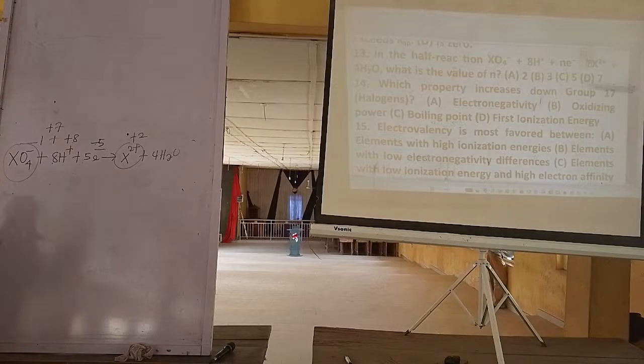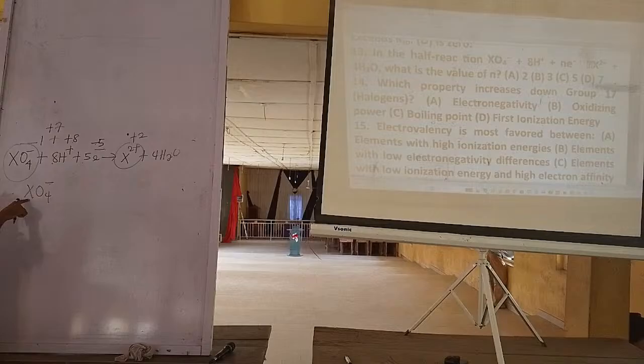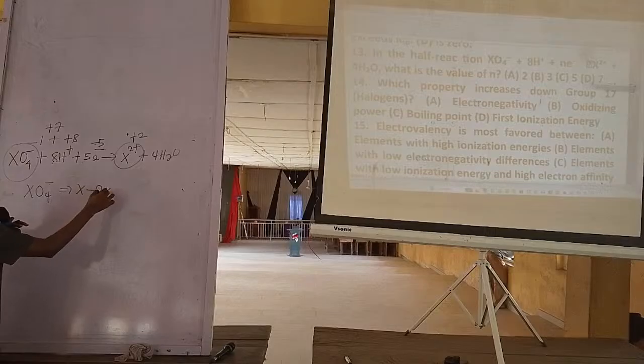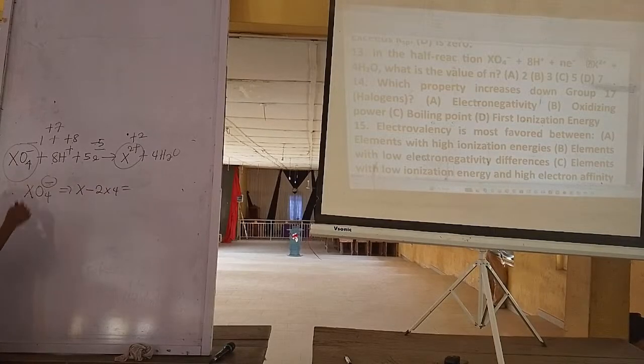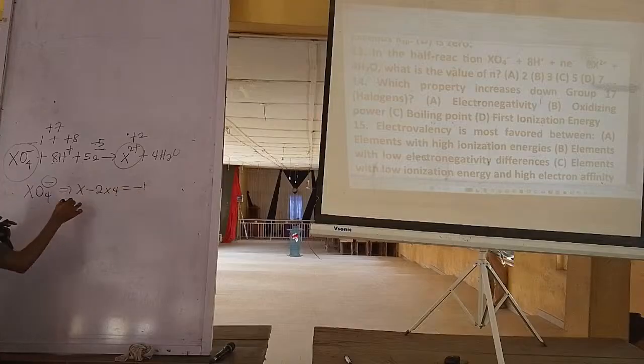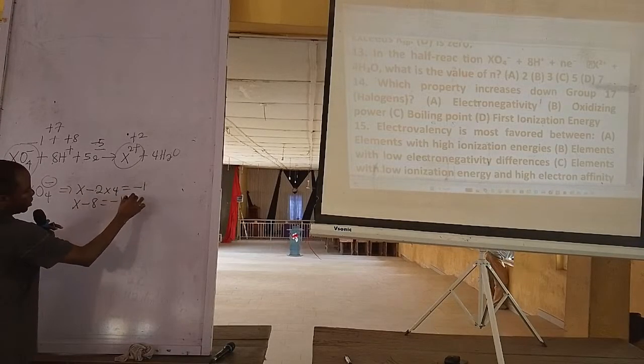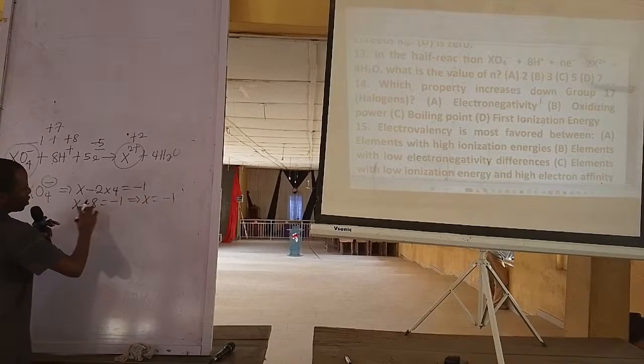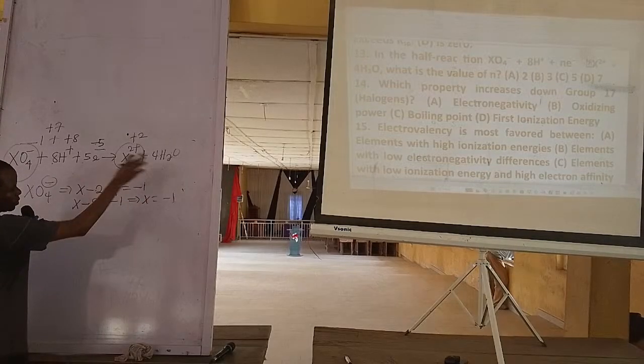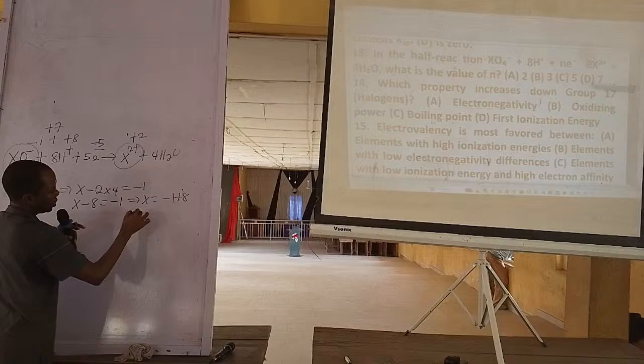So if you calculate the oxidation number of X here, in XO4⁻, I will say this one is X. Oxygen is minus 2, there are 4 oxygen, that's minus 2 times 4. Everything is equal to minus 1. So I will now have X minus 8 equal to minus 1. Then X is equal to minus 1, and minus 8 to the other side becomes plus 8. And then X is equal to plus 7.